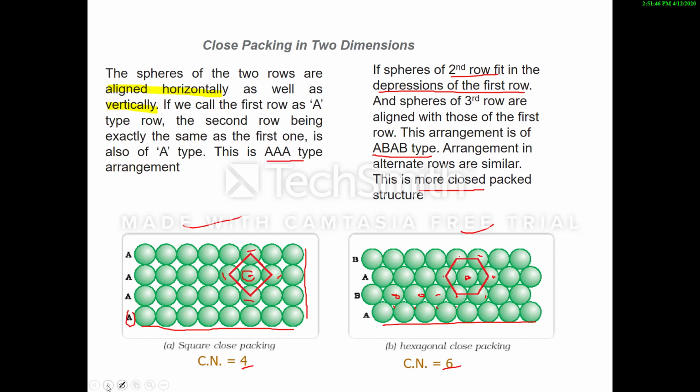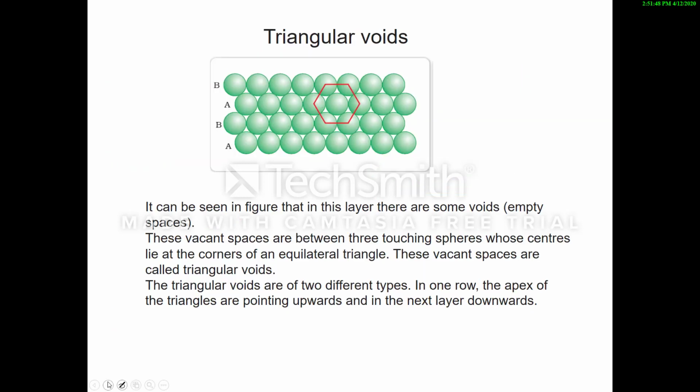Now we'll go to the packing in 3 dimensions. Before that, let's again see the hexagonal close packing in 2 dimensions. Now just see, this is one vacant space. This is the vacant space. This is known as a void. We use the word void, and this vacant space touches 3 spheres.